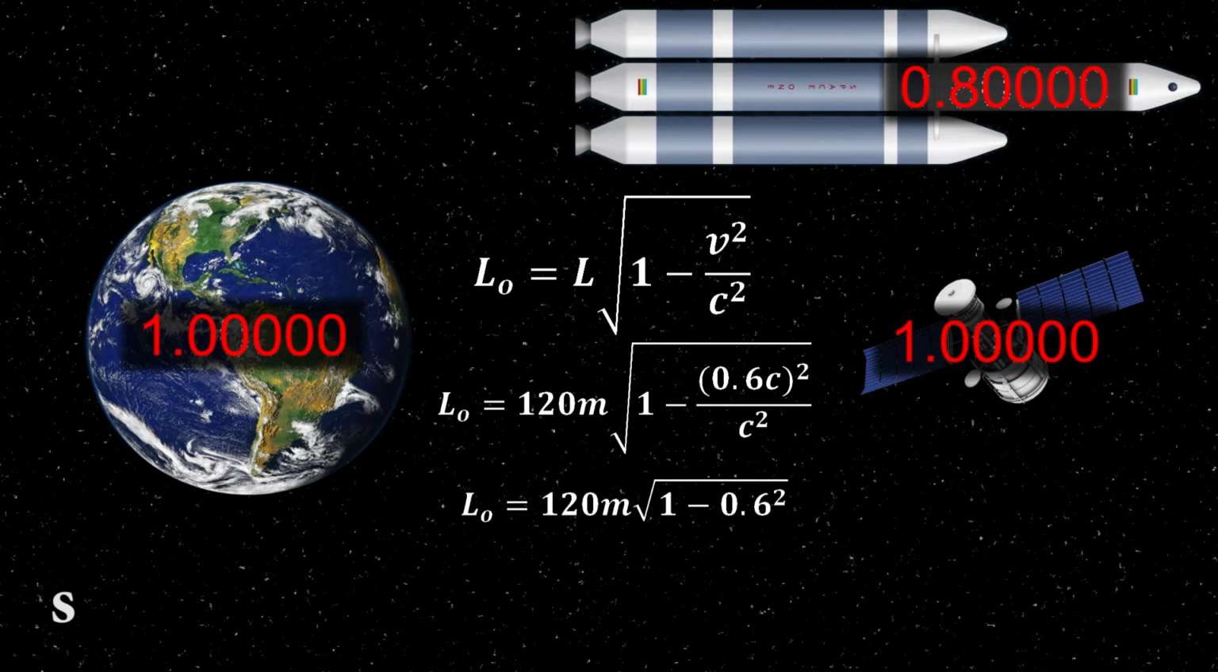That works out to be 0.36, or simplified, the square root of 0.64, which then is 120 meters multiplied by 0.8, which equals 96 meters. So that will be the length that we, as an earthly observer, measure the Starship's length to be. Continue watching this video to find the more generic way of how distances and space contract in one frame of reference versus the other.